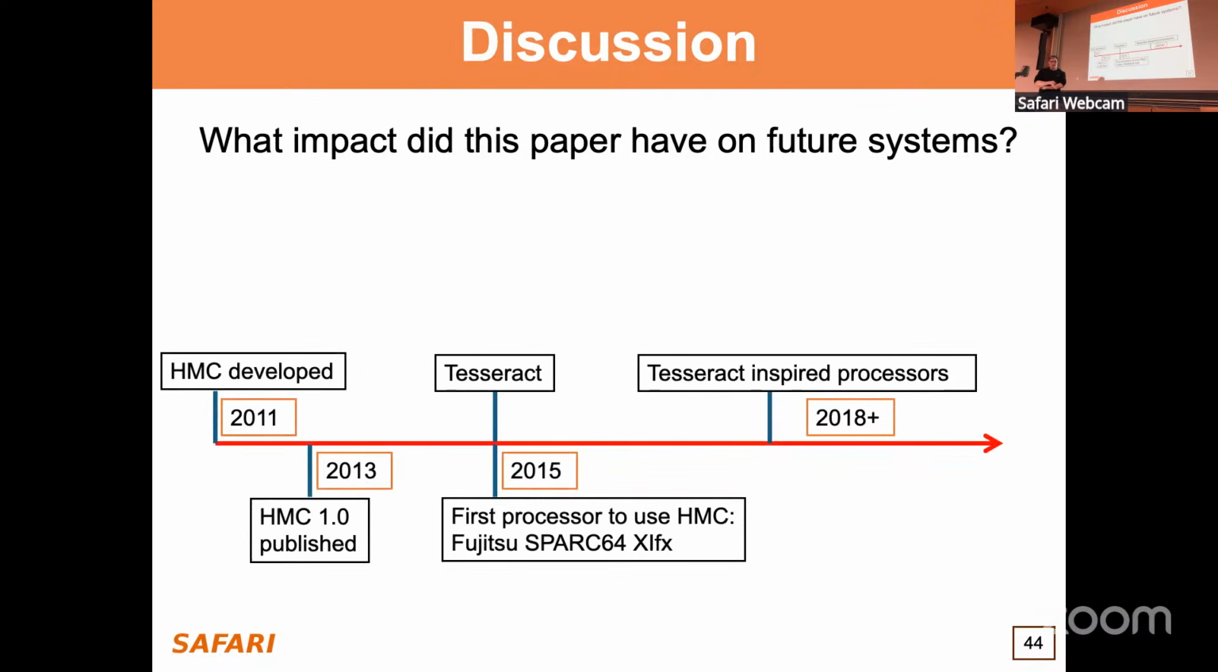So here is a little timeline about it. In 2011, we had the first Hybrid Memory Cube really developed. In 2013, Hybrid Memory Cube 1.0 was published. And then in 2015, Tesseract itself came out, and the first big processor came out that used the Hybrid Memory Cubes, but it did not specialize on it at all. It merely used it as a memory bandwidth amplifier.